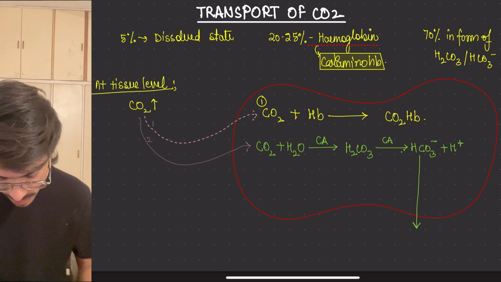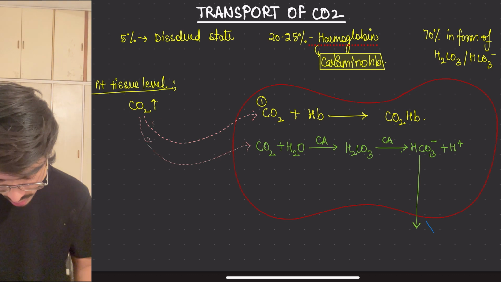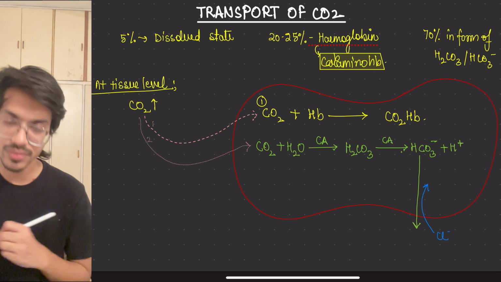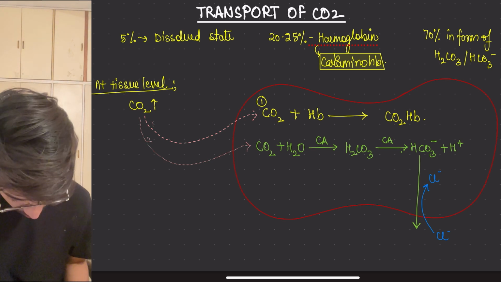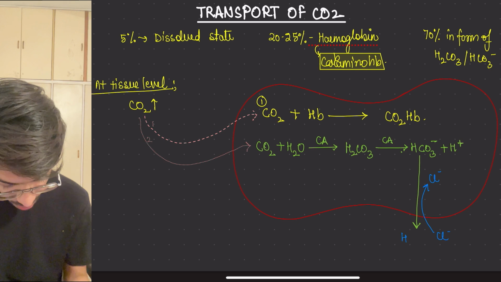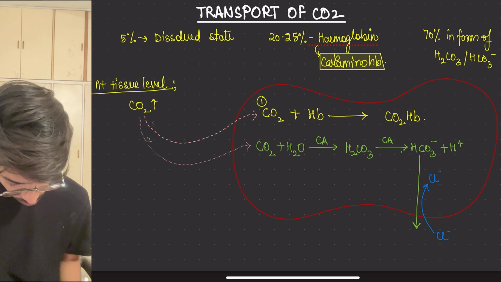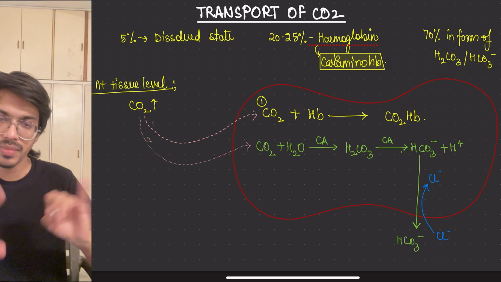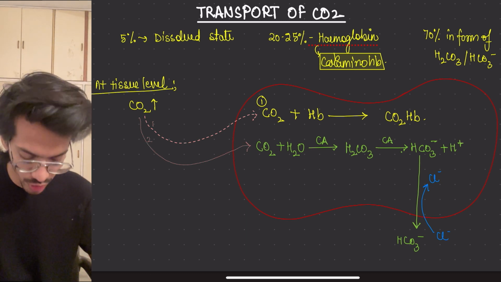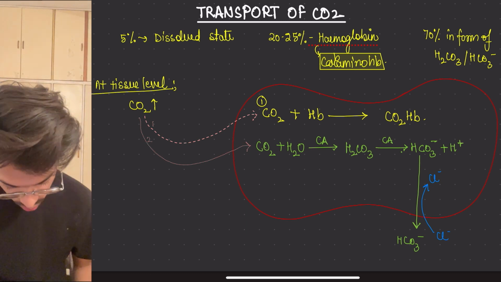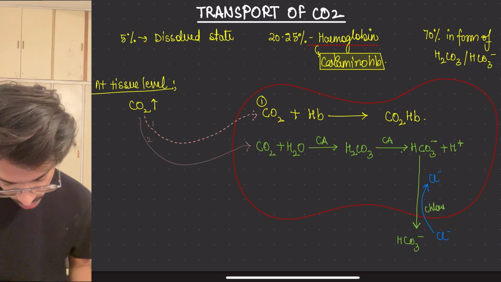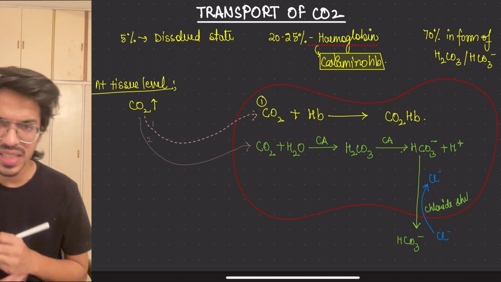So outside, chlorine is present, so chlorine will go inside, whereas this bicarbonate ion will come out into the plasma or the extracellular space, like the RBC and tissue. This process is known as the chloride shift, to maintain the ionic balance.